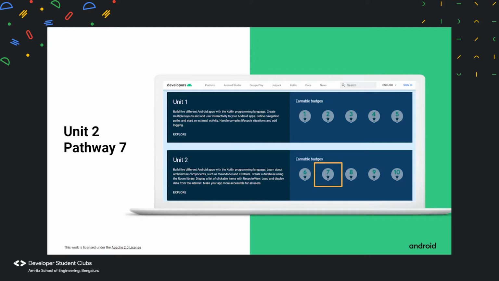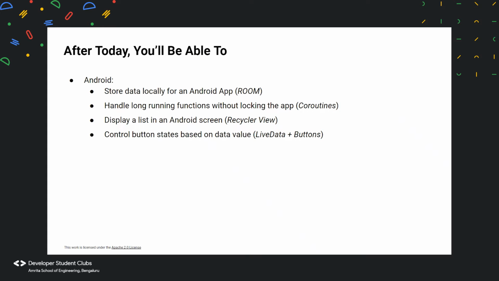We'll be focusing on the second unit in pathway 7 for today. So after today, you'll be able to store data locally for an Android app using something known as Room. You'll be able to handle long-running functions, or functions that take time, without locking or crashing the app, with something called coroutines. You'll be able to display a list on an Android screen, and you'll be able to control button states based on live data or data values.